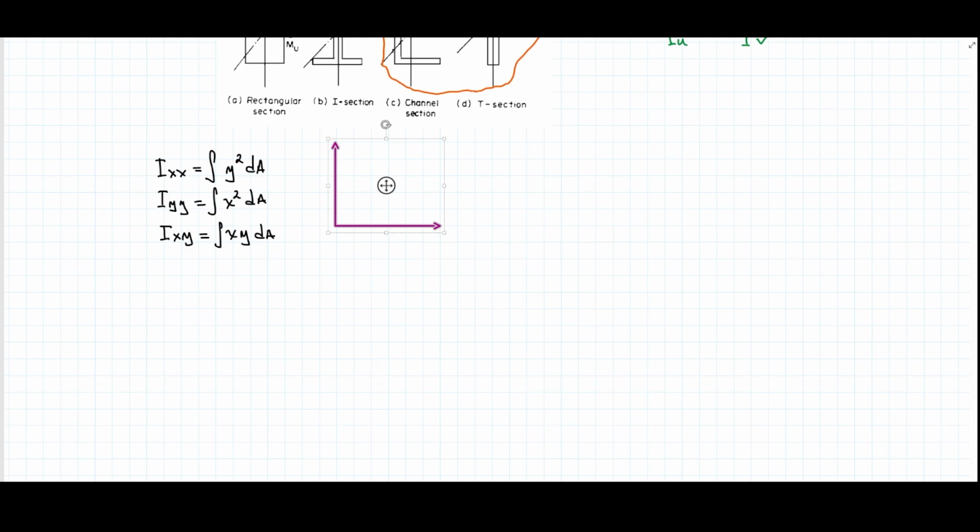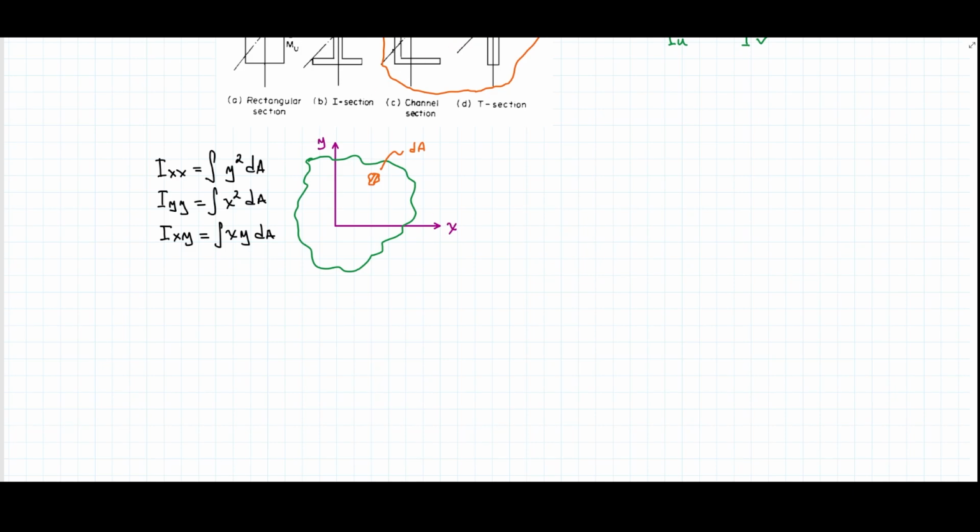Like this. I'm going to draw an arbitrary, general section like this. In that section, we're going to assume that there is a small area like this. This is a small differential area, right? And then that there are distances defined. For example, this is the x-axis, this is the y-axis.